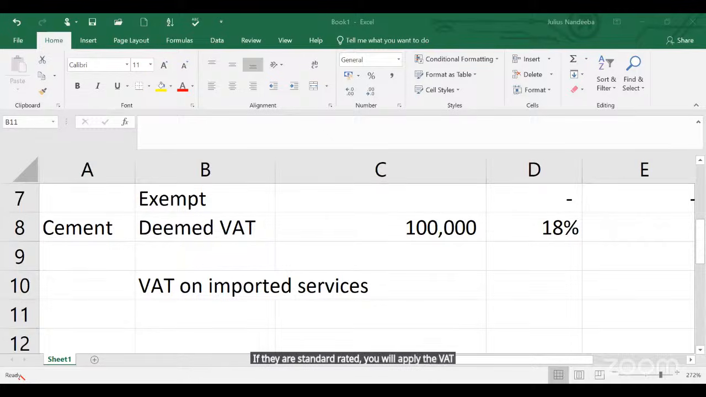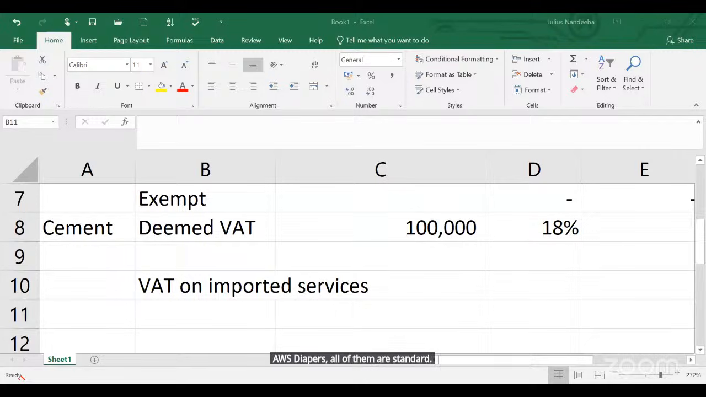Supply of mobile phones, standard rated. Supply of cooking oil, standard rated. Supply of computers and data handling equipment, standard rated. Sale by auction, standard rated. Supply of diapers. Diapers are very, very common. Either baby or adult diapers, all of them are standard rated.